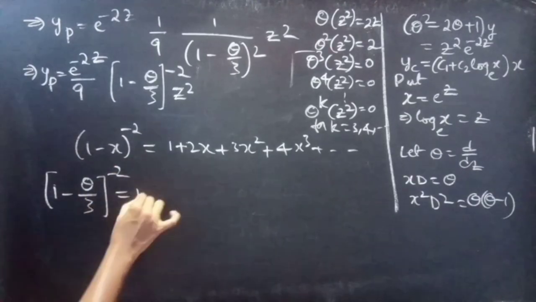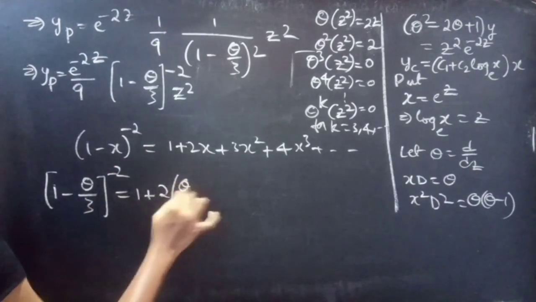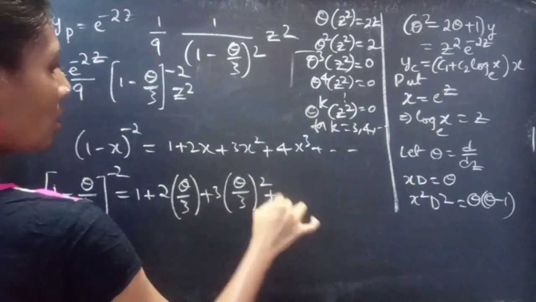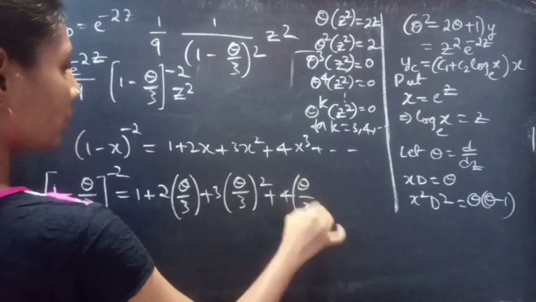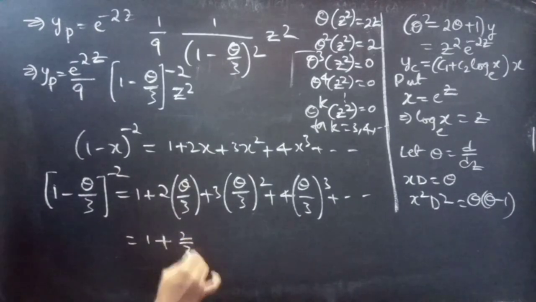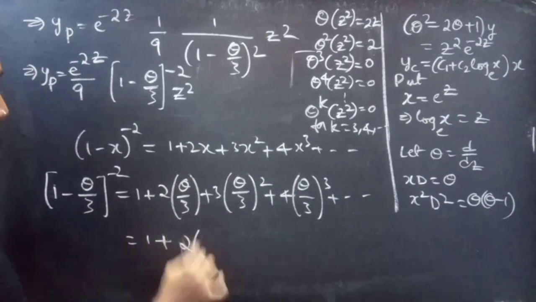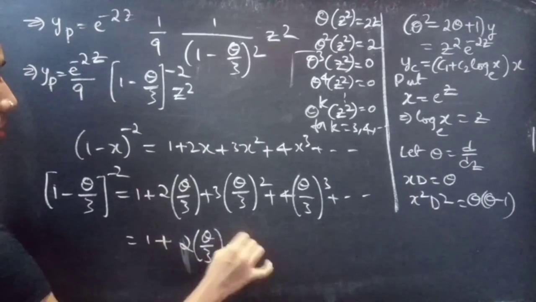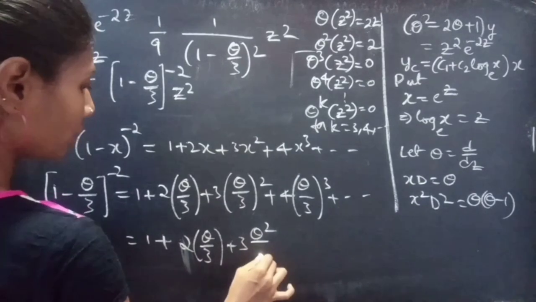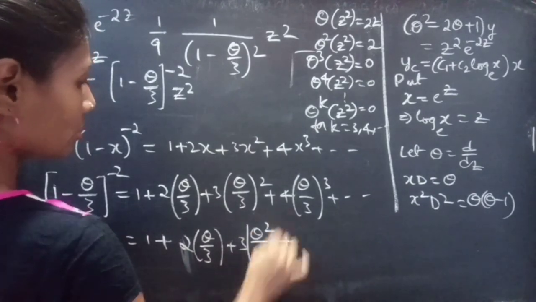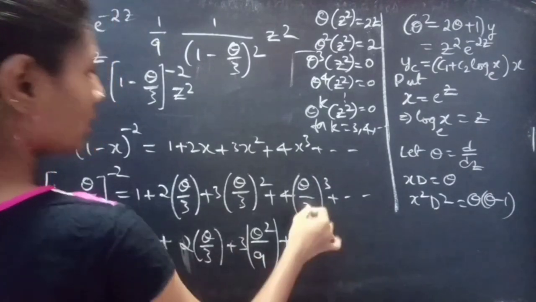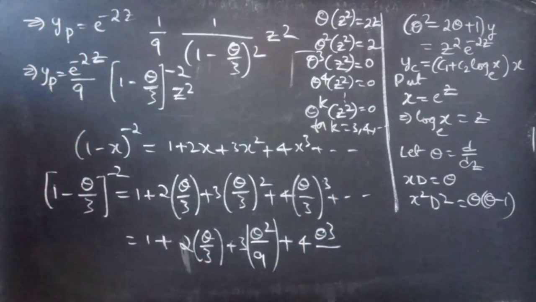Equals 1 plus 2 into theta by 3 plus 3 into theta by 3 whole square plus 4 into theta by 3 whole cube plus so on. This equals 1 plus 2 by 3 into theta, or rather, 2 times theta by 3, plus 3 into theta by 3 whole square, which can be written as theta square by 3 square, that is 9, plus 4 into theta cube by 3 cube. 3 3s are 9, 9 3s are 27.